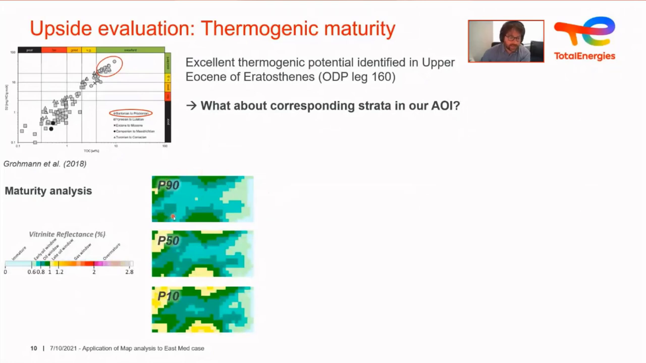It's exactly the same parameters, still the same experimental design. You see that the maturity can vary from the early oil window to the late oil window, and even quite close to the gas window in some of the layers, in these areas here in the border.